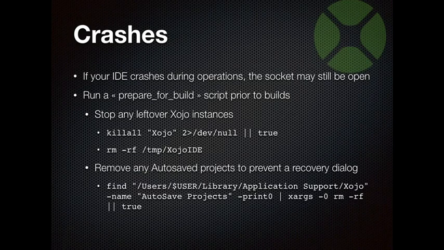A simple thing would be to, on Linux or Mac, just do killall Xojo, which will kill any process that contains the string Xojo, which is good on a CI system, may not be so good on your Mac. And then once you've done that, you can just remove the socket if it was left over.